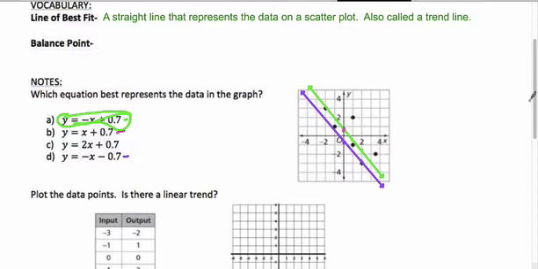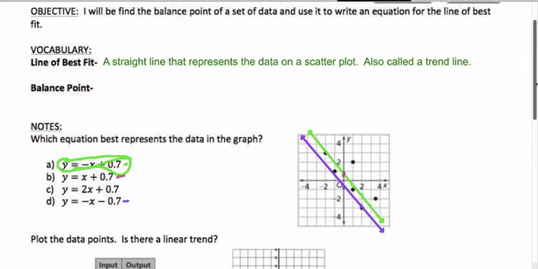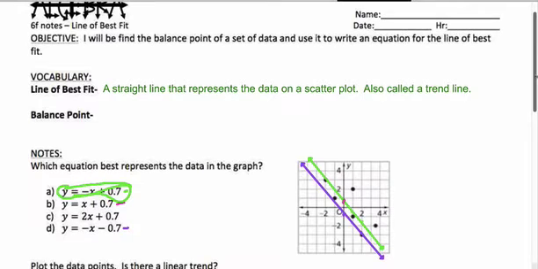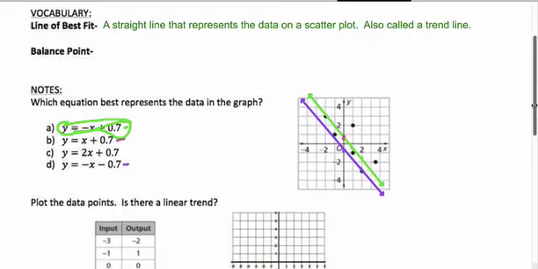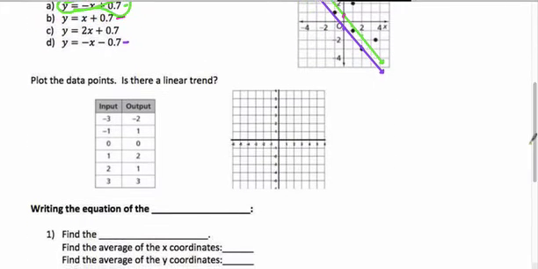All right. Now we're going to get into what our objective is asking. I will be able to find the balance point of a set of data and use it to write an equation. So first we're going to plot the data points and see if there is a linear trend. If there's no correlation, then we can't draw a line if we don't have a linear trend. So that's the first thing we need to check for. So we're going to go ahead and plot these points. So pause the video, plot your points, and then rejoin me once you have them all in place, and then check with what I've created.